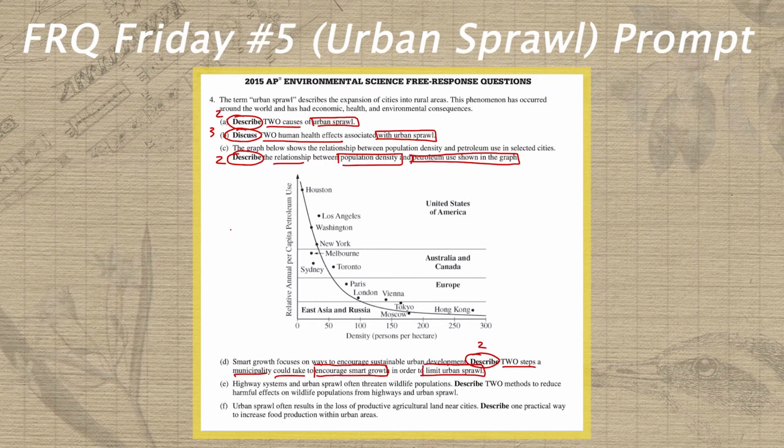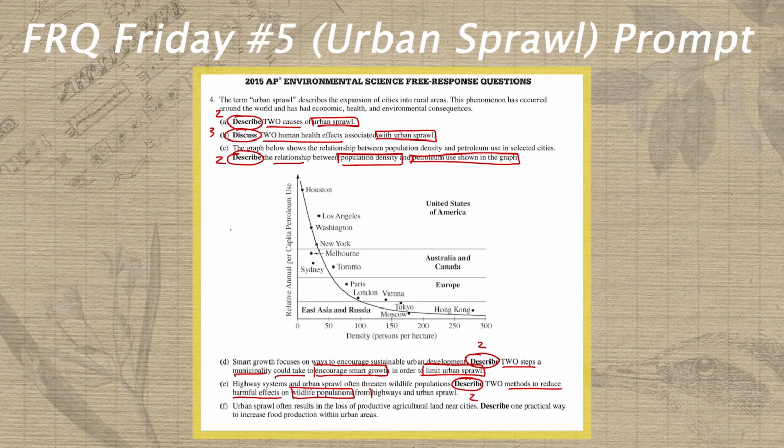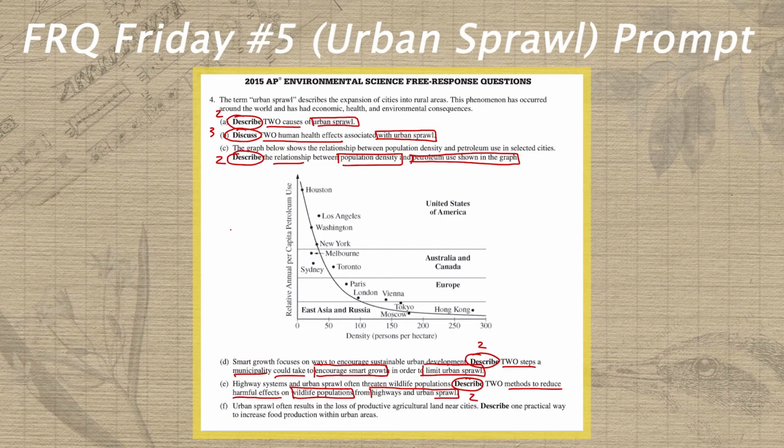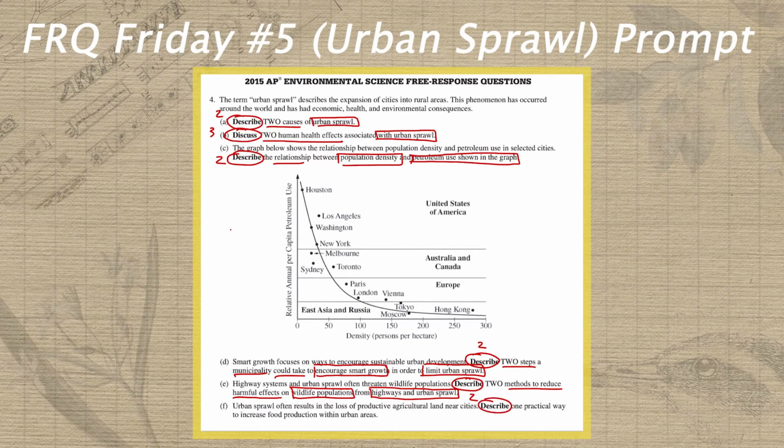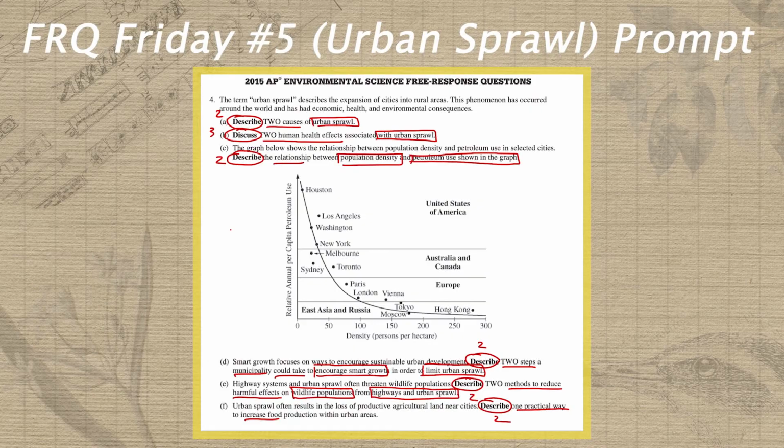Now in letter E, we're going to take a look at methods to reduce the harmful effects on wildlife populations from highways and urban sprawl. So we'll circle our describe task verb, write a 2 next to it. And here we're looking for methods that are going to reduce those harmful effects. Specifically, those harmful effects are happening to wildlife populations and their effects that happen to those populations because of highways and urban sprawl. And finally, in letter F, we're asked to describe a practical way to increase food production, specifically in urban areas.